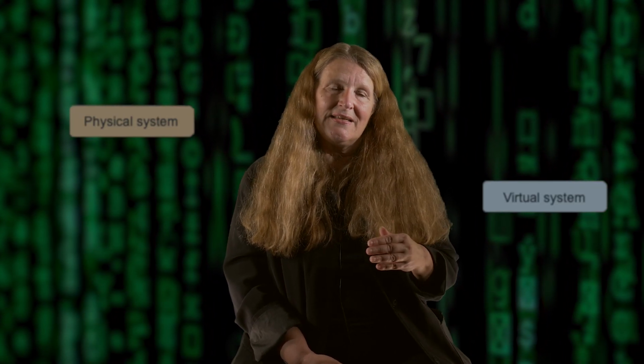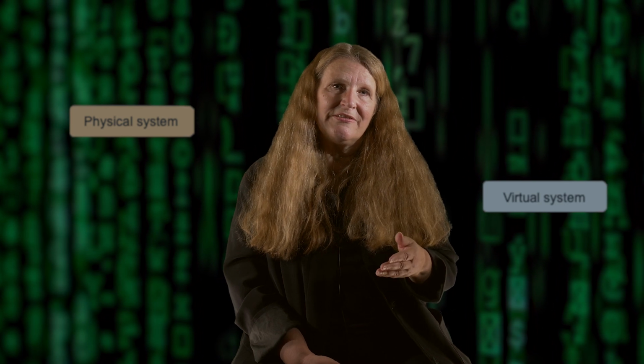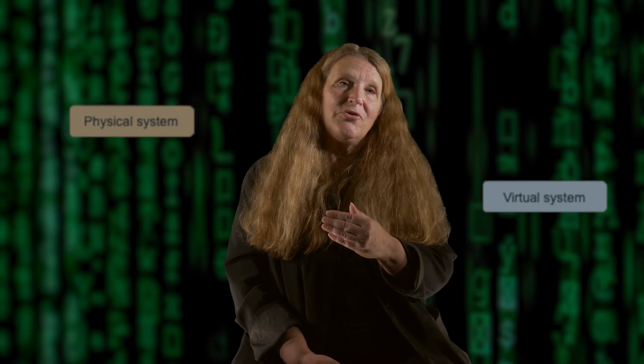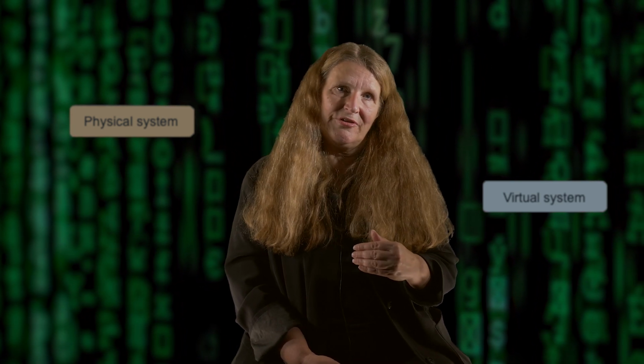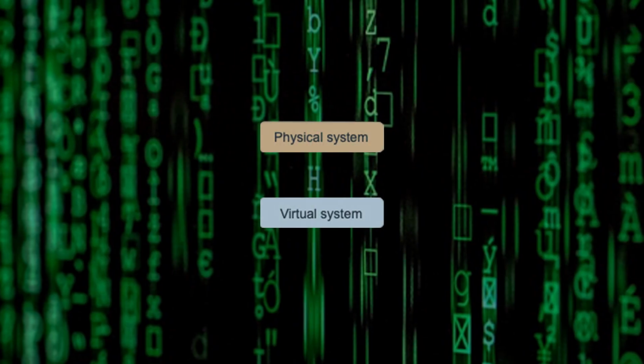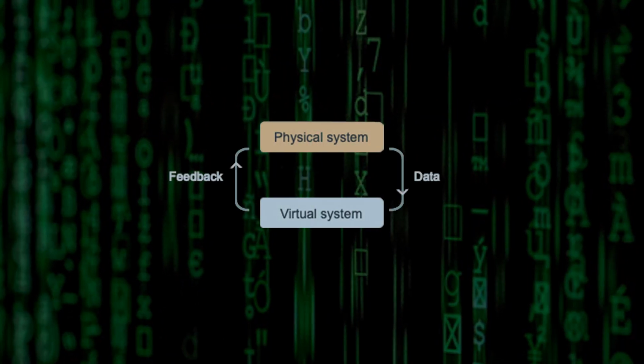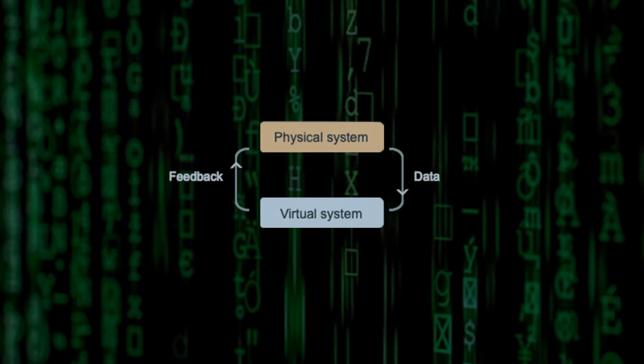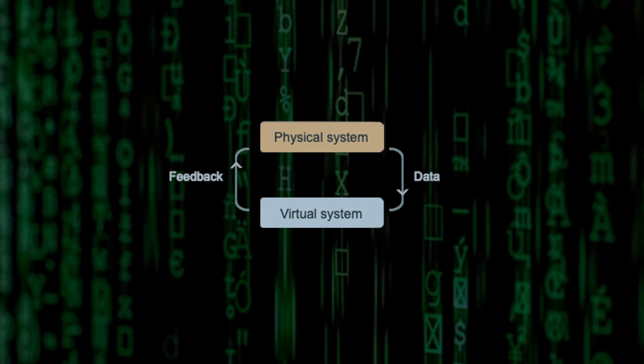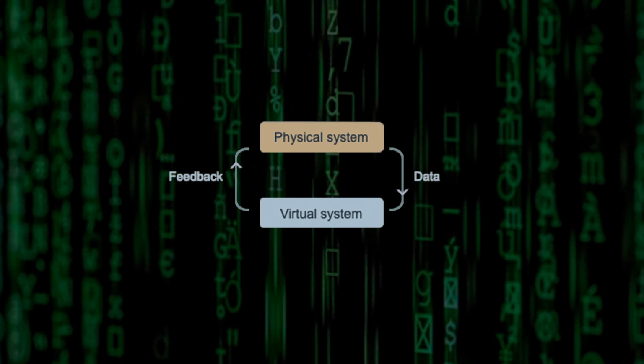A simple representation of a digital twin is that you have a physical system and a virtual system. Data or observations of the physical system are used to create the virtual system. Now, the virtual system is running models, etc., and giving feedback into the physical system. And this way, we have a loop called a digital twin.